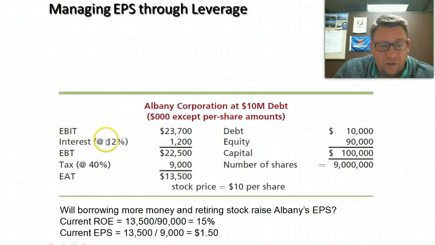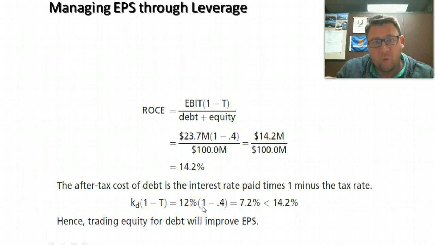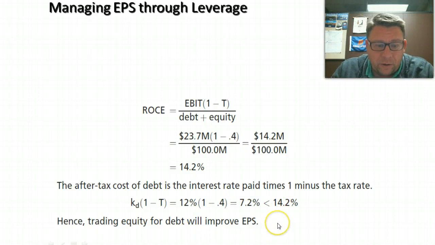Our interest, it says, is 12%, right? Remember, the tax rate's 40%. So we want to figure out the after-tax cost of debt. 12% times 1 minus the tax rate is 7.2%. So in this case, ROCE is greater than the after-tax cost of debt. So trading debt for equity will improve earnings per share.